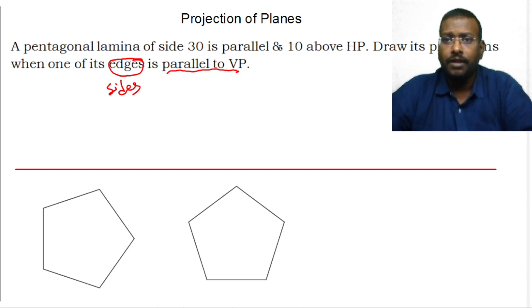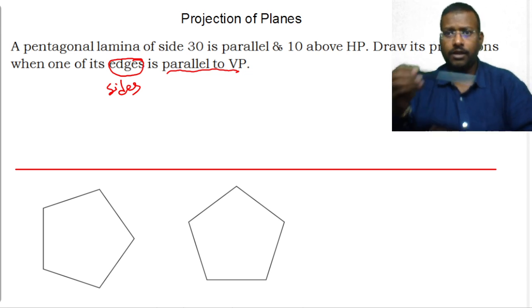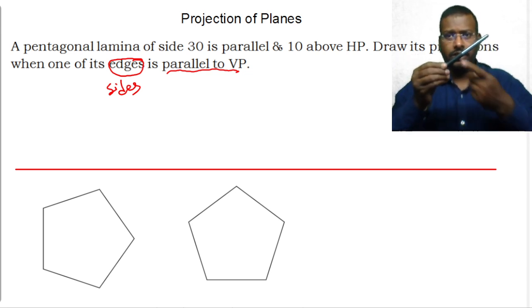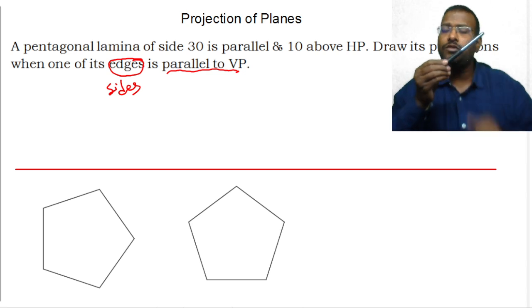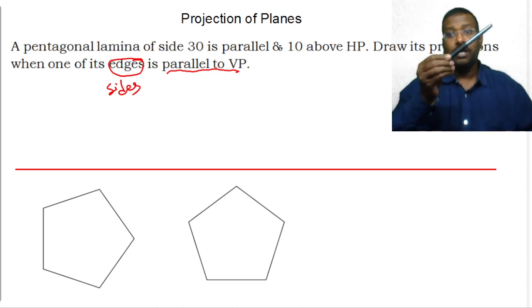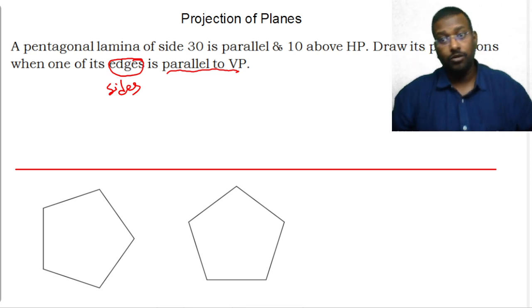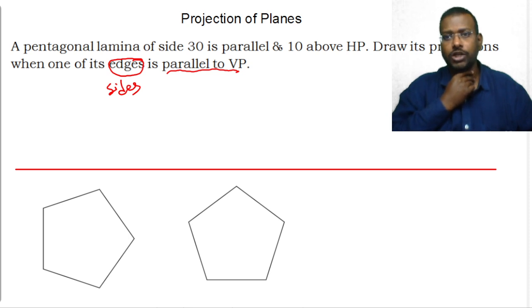Sir, HP inclination, in which view can we observe it? An edge is a line, a side. Sir, it is inclined to HP. This inclination, you get it in the front view. If it is inclined to HP, we see it in the front view. If it is perpendicular to HP, we can know it in the front view. Parallel to HP, also we can know it in the front view. So the HP inclination we can observe in the front view.